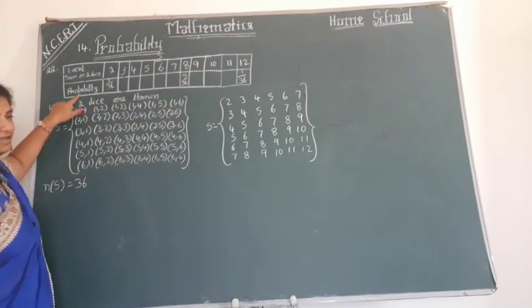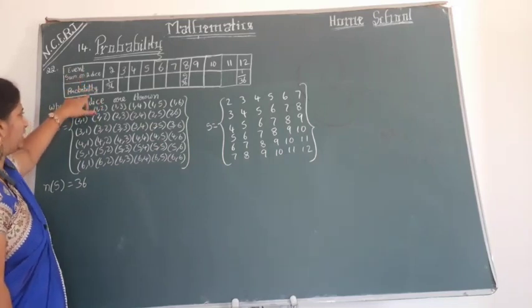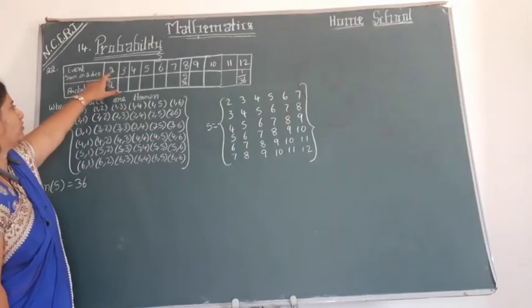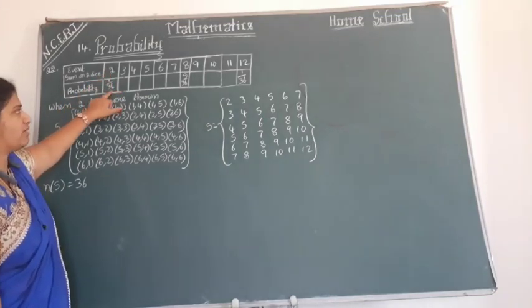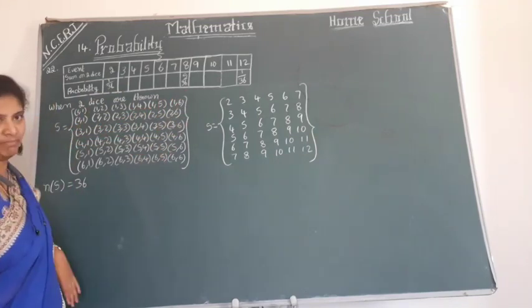You are going to calculate the probability of this event occurring when 2 dice are thrown. Probability of getting 2 is 1 by 36. Three answers are already solved here. Let's solve the remaining part.